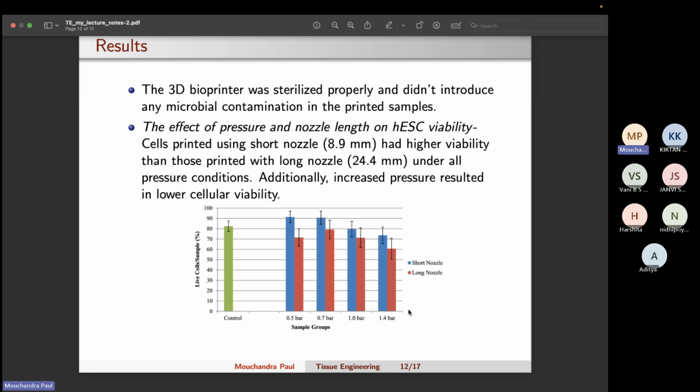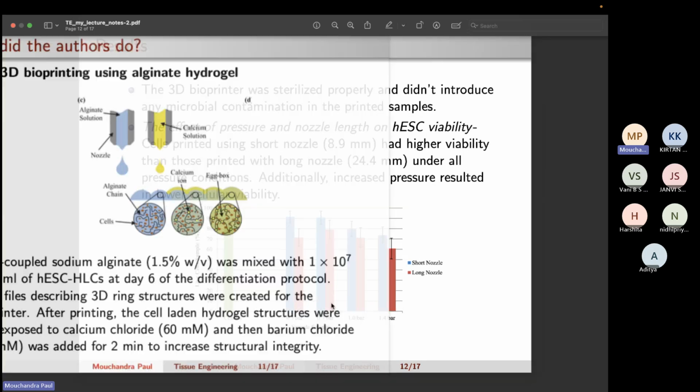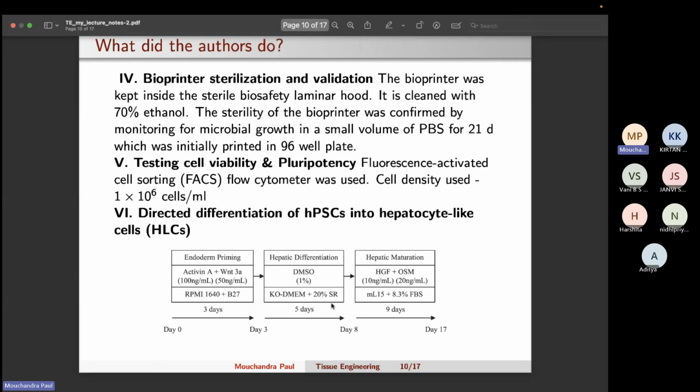And also when they are 3D printing using sodium alginate, they have used cells which are at day 6 of the hepatic differentiation process. Okay. So, is there any query in understanding any of the things that I've discussed so far?